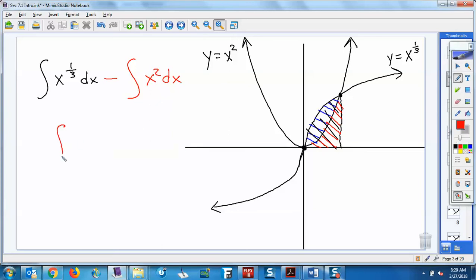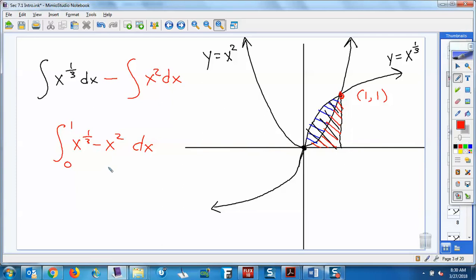And then we said we could put that back into just one integral, which would be x to the 1/3 minus x squared dx. And I think this point is (1, 1). Right? 1 squared is 1, and the cube root of 1 is 1. So this would be the area from 0 to 1, like that.